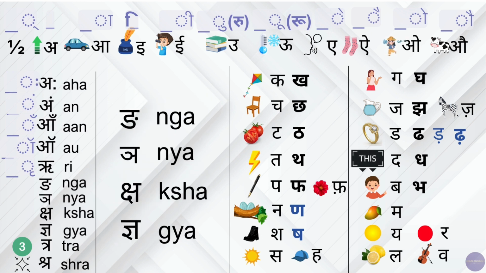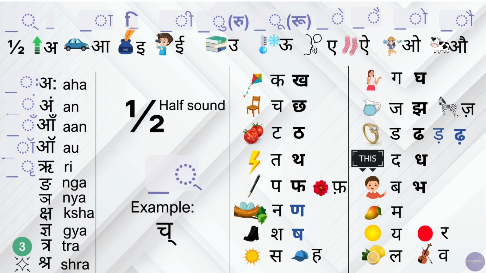Remember these letters. Nasal ng, ng. Nasal nya, nya. Sh, sh. Gya, gya. And when we add this symbol below any consonant, it makes it a half sound. Example here, ch becomes ch, ch.